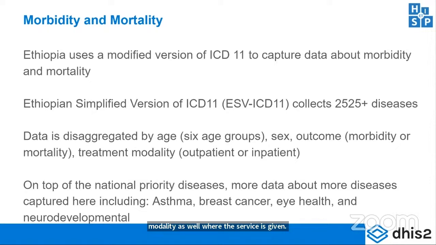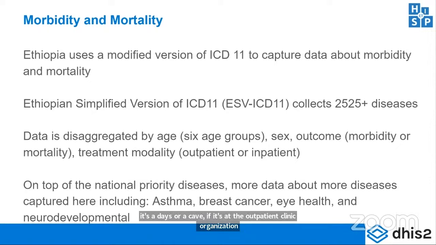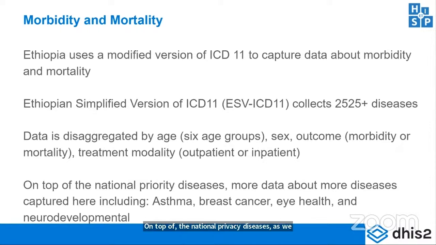That data is captured that way. On top of the national priority diseases, as we said in the service delivery form, like hypertension, diabetes, cardiovascular disease, cervical cancer, and cataract, they are here. More diseases are given in a faster way: asthma, breast cancer, eye health, and other types of cancer are also highlighted.